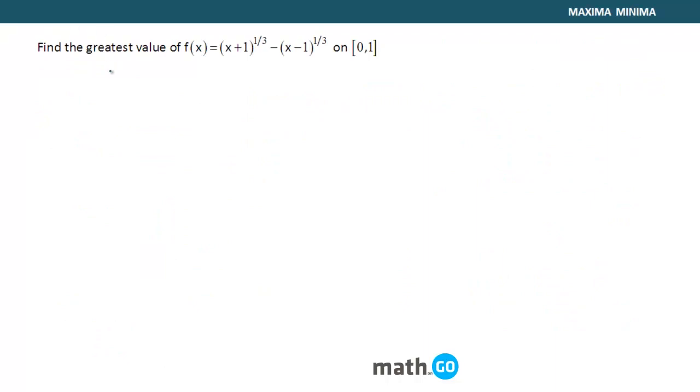Now let's take the next problem. Here you want to find the greatest value of the function, which is something like x plus 1 raised to power 1 by 3 minus of x minus 1 raised to power 1 by 3. Okay, so for greatest, again we will start with finding the derivatives. So if we start with the derivative, what will be the derivative? Yes, so x plus 1 raised to power 2 by 3, and this will be what? Minus 1 by 3 x minus 1 raised to power 2 by 3.